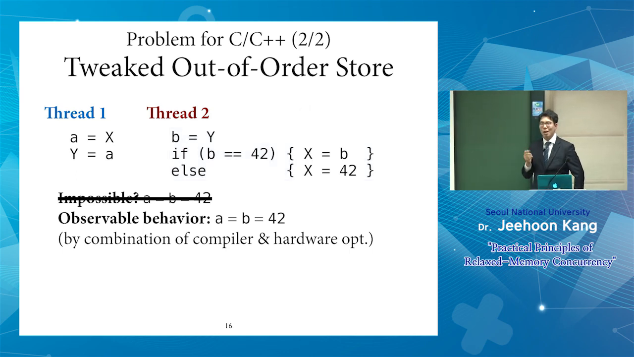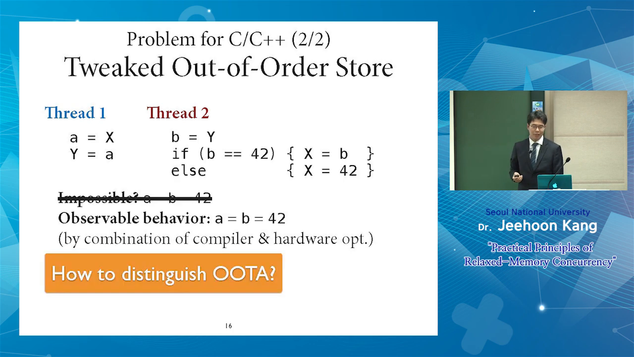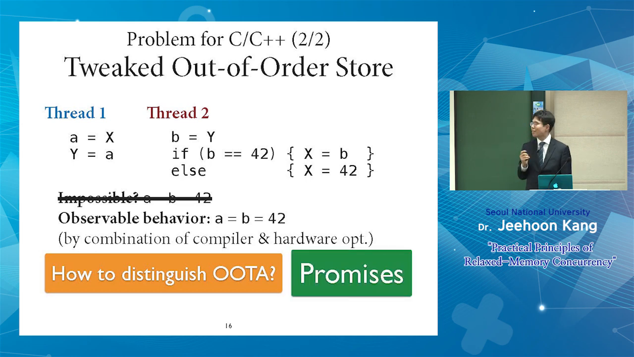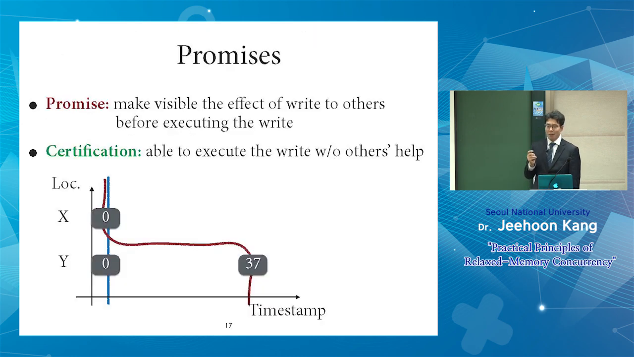Okay, now let me ask you the question again. How to distinguish out-of-thin-air behavior from this very suspicious but still valid out-of-order store behavior? In fact, it has been an open problem for relaxed memory concurrency for at least 20 years until we solved this problem with the principles of promises. So let me tell you what the principle of promises is. But before that, do you have any questions so far?